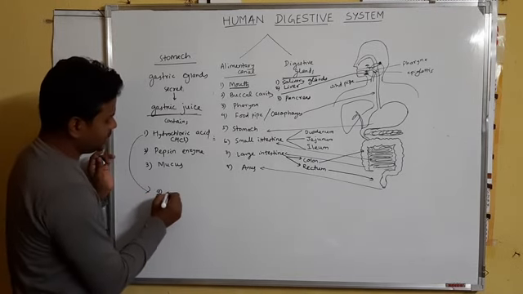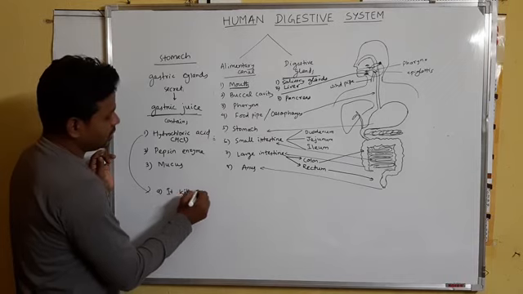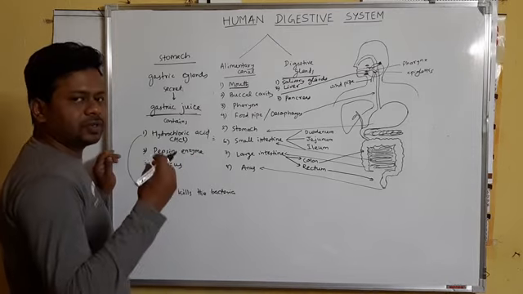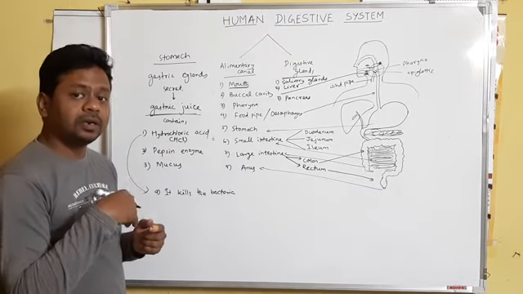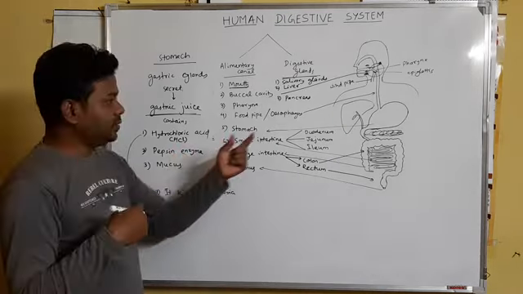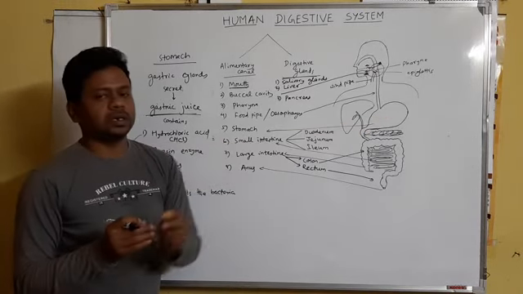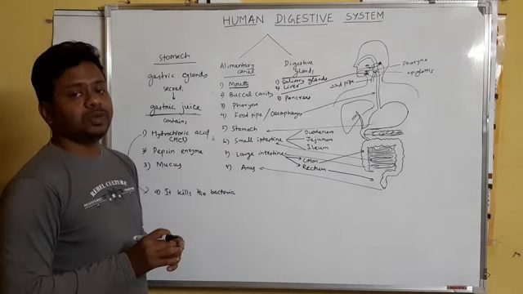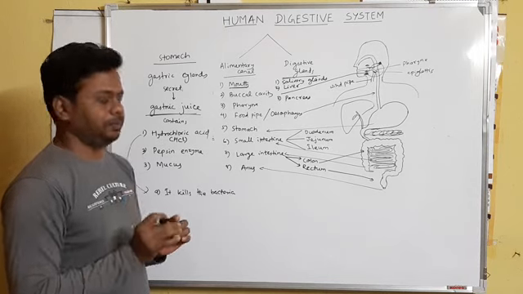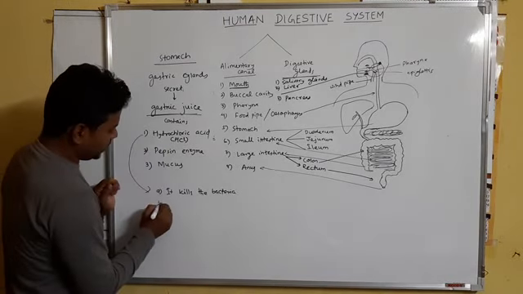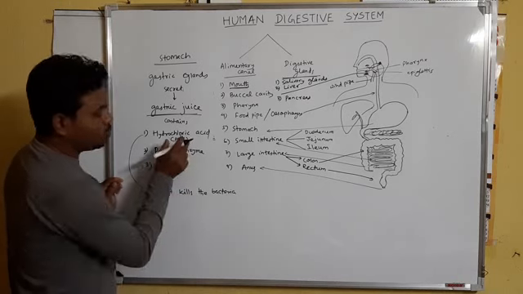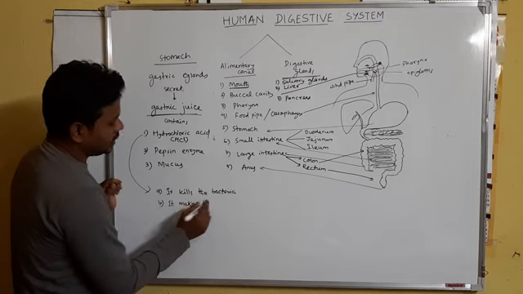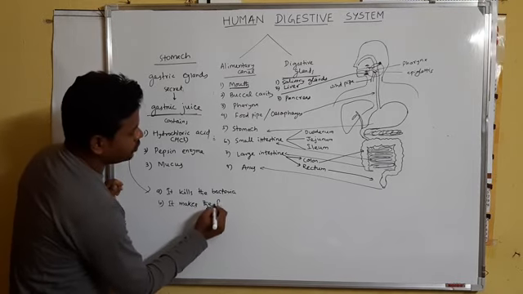The first function, what it does, it kills the bacteria present in the ingested food. So when we eat the food, sometimes microbes also enter through our food, and when the food goes to the stomach, inside the stomach HCl is there, and HCl kills the bacteria. That's why we do not fall ill every time. Then the second function it does: the hydrochloric acid, HCl, makes the food acidic.